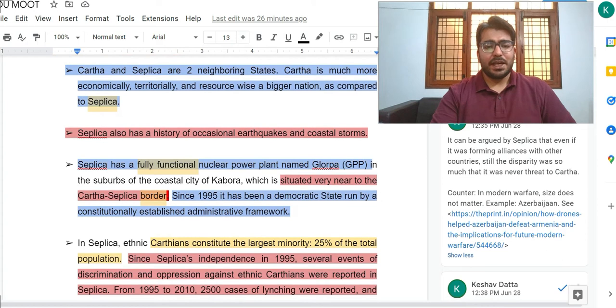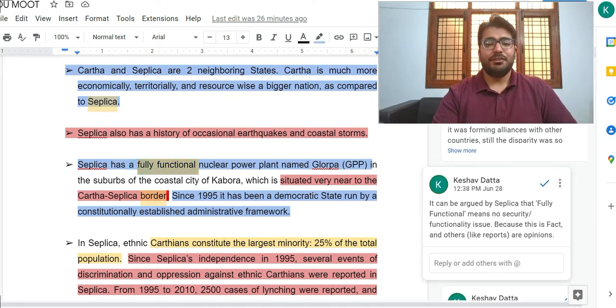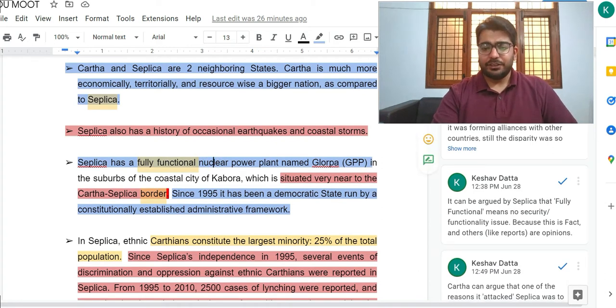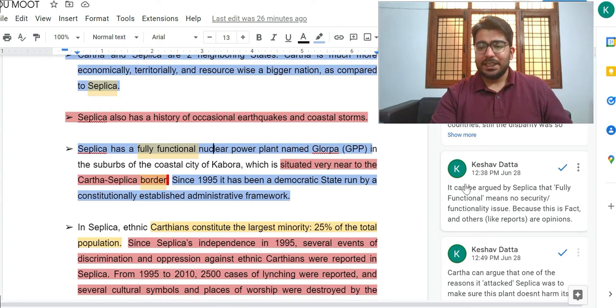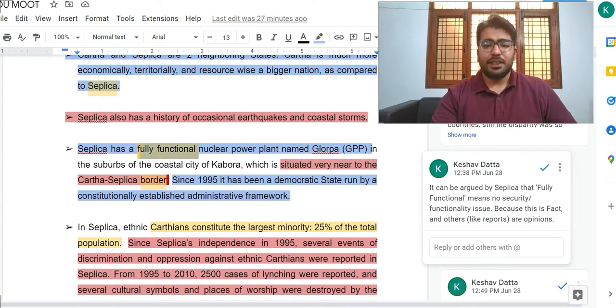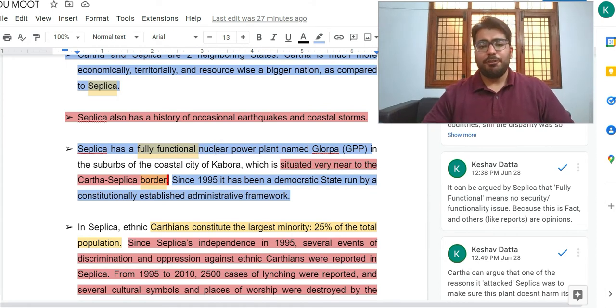The next is: Supplica has a fully functional nuclear power plant named GPP. This phrase, fully functional, can be used by the applicant in its favor, and they can say that since the fact itself says that the nuclear power plant was fully functional, no fault can be found on the part of Supplica. It was doing very well. There was no problem with the nuclear reactor, therefore no reason for Katha to step into its territory vis-a-vis any issues regarding the power plant, because as the fact says it is fully functional. Make use of this phrase, fully functional, and the judges will deem you intelligent.